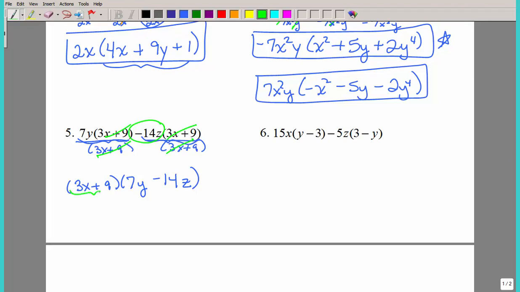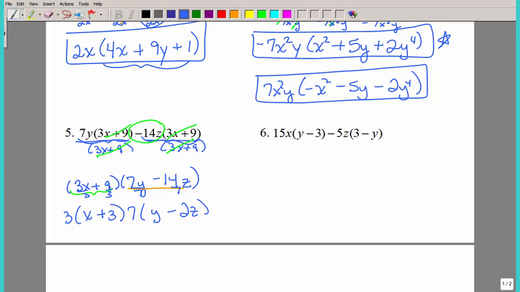Let's look here. 3x and 9, what are those both divisible by? I believe they're both divisible by 3. So if I take out a 3 and divide each of these by 3, I'd leave x plus 3. Now look, what about these? What are those both divisible by? Hopefully you're saying, oh, well, duh, 7. All right, so if I take out a 7 and I divide both of these by 7, I'm left with y minus 2z. Well, that's an okay answer, but it certainly is ugly.